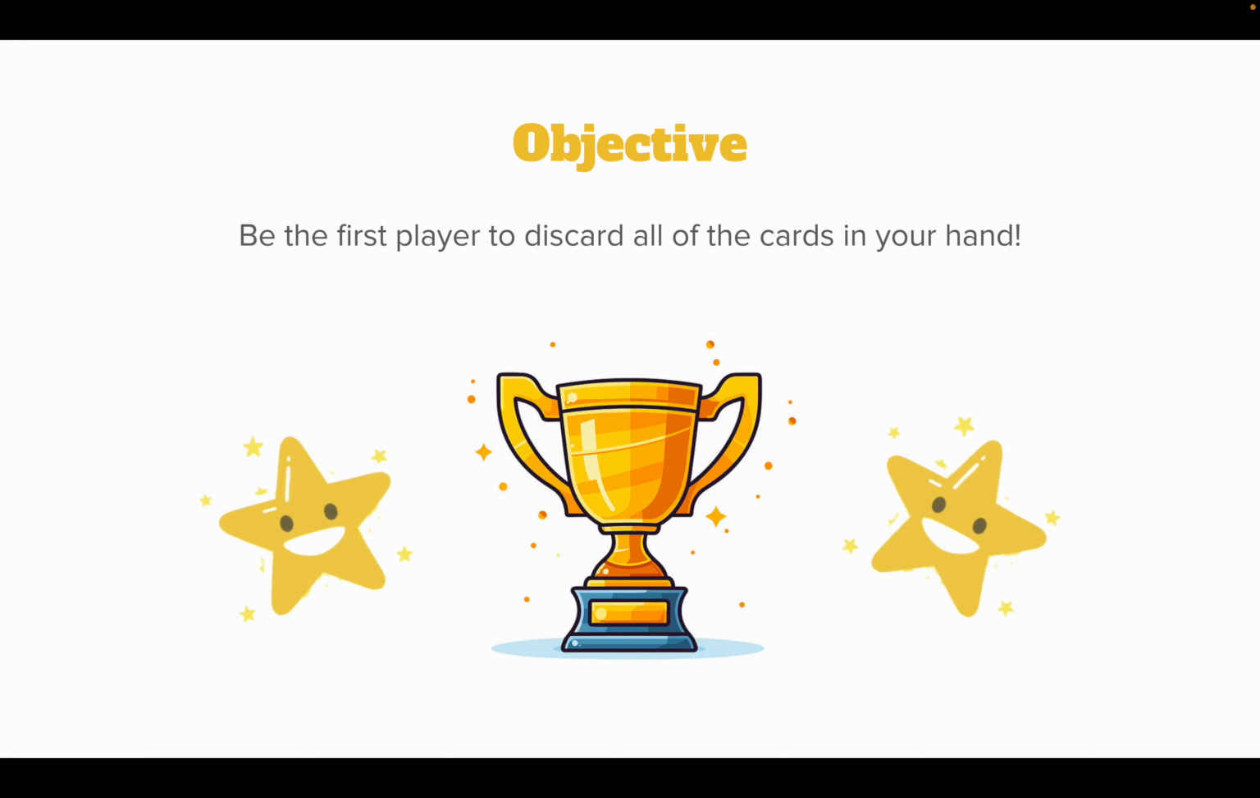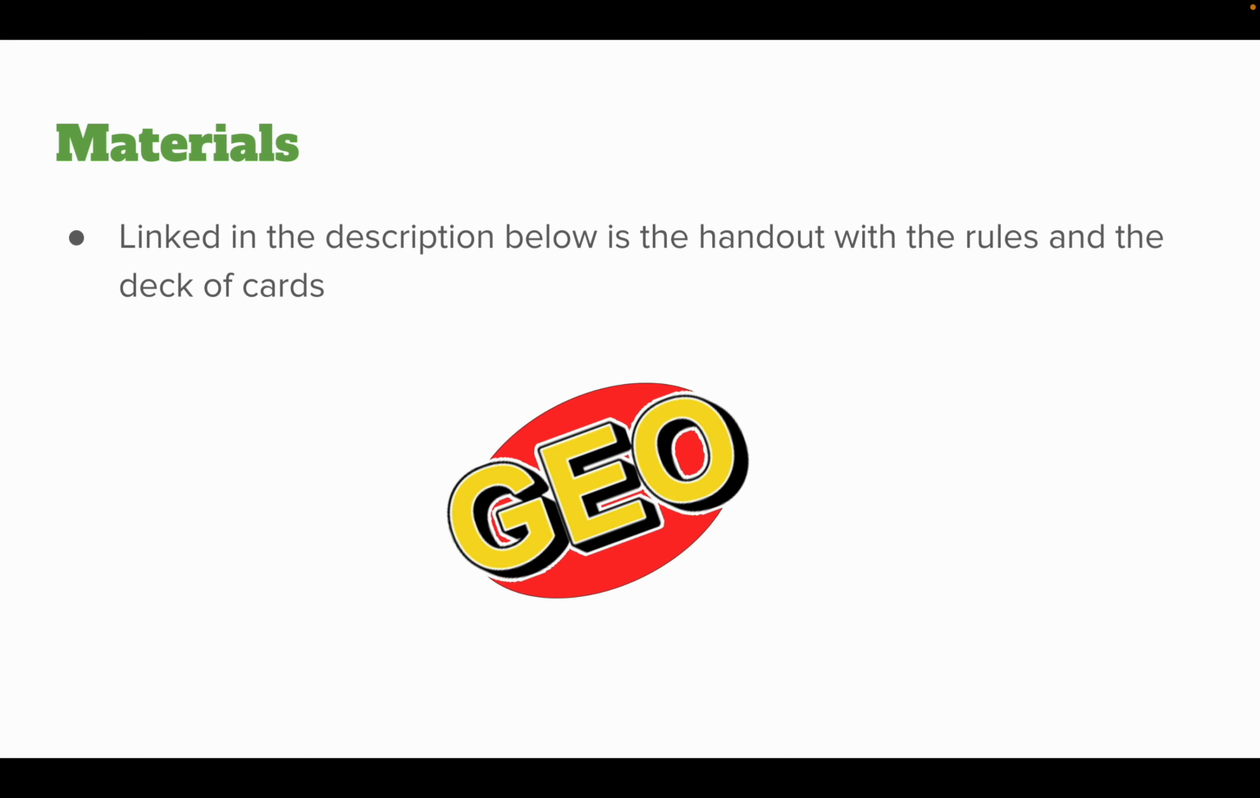The objective of Geo is to be the first player to discard all of the cards in your hand. In order to play this game, you will need one deck of Geo cards, which are linked in the description below, along with a handout of the rules.